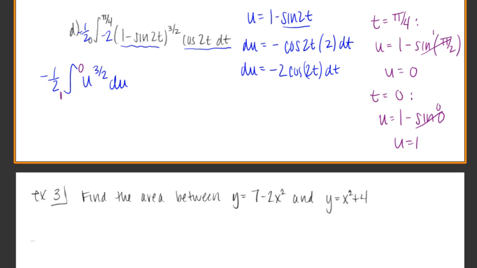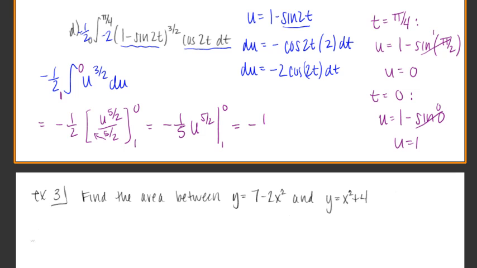Okay, so let's keep working with this integral. So negative 1/2, and the integral of u to the 3/2 would be u to the 5/2 over 5/2, evaluated from 1 up to 0. So kind of manipulating this, bringing this fraction out front and flipping it, looks like that would be a negative 1/5, u to the 5/2, evaluated from 1 to 0.